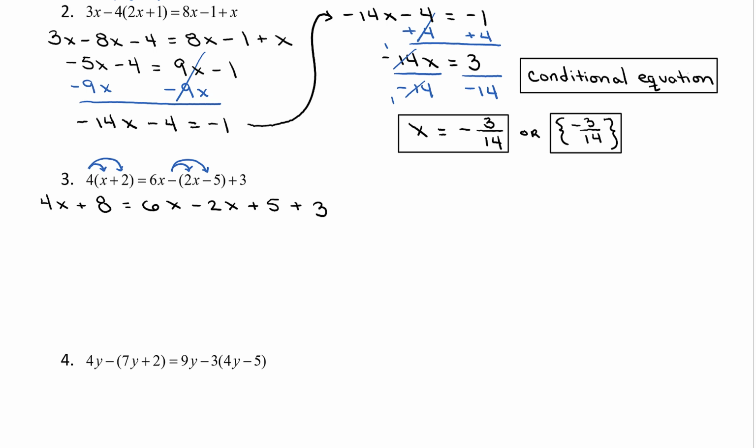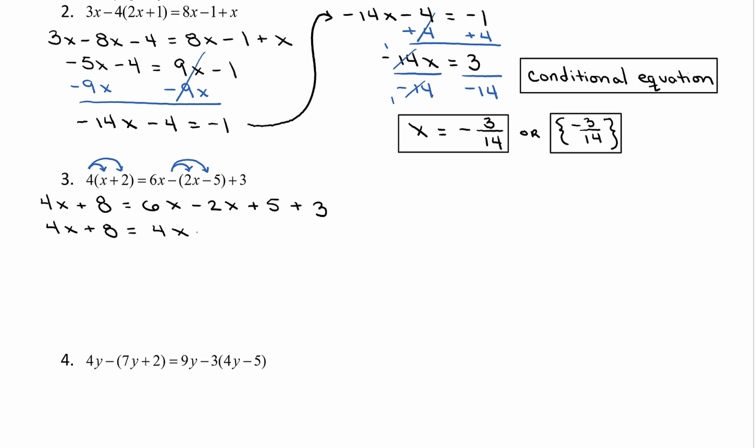Let's combine like terms. So I'm going to go ahead and just keep everything that's on the left-hand side of the equation the same. So I'm just going to copy that again, 4x plus 8. On the right-hand side, I'm going to combine the 6x minus 2x, which will give me 4x.